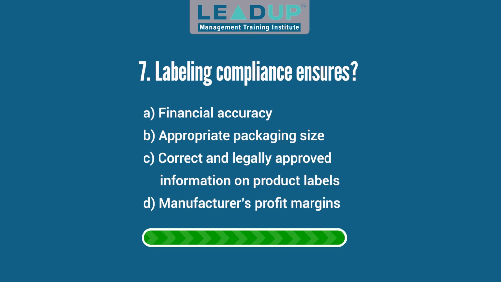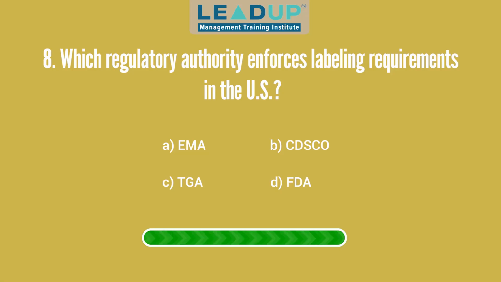Appropriate packaging size, C. Correct and legally approved information on product labels, and D. Manufacturer's profit margins. Answer. Correct and legally approved information on product labels. Question 8. Which regulatory authority enforces labeling requirements in the US?